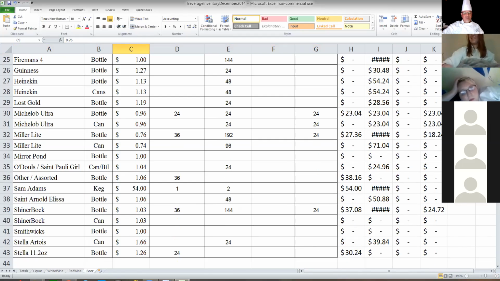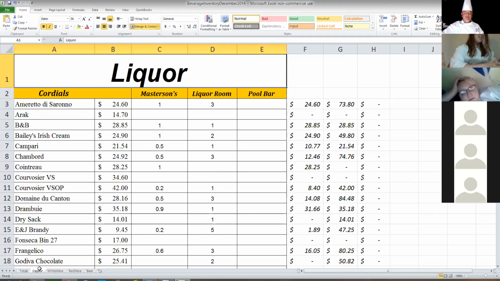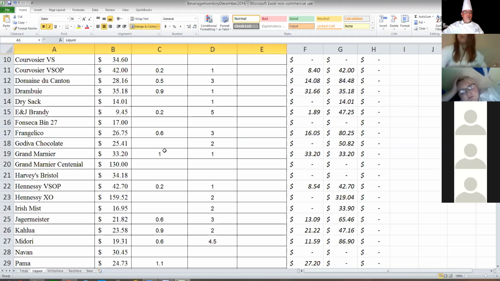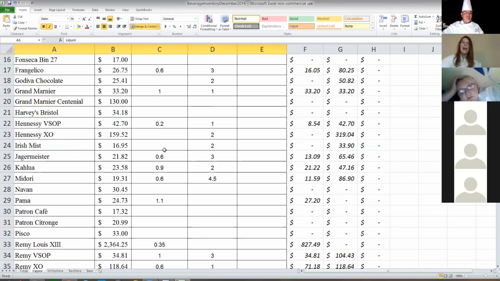Even the liquor here too. You've got B&B, Bailey's, Campari, Drambuie, brandy, Fonseca, Hennessy, Grand Marnier. You guys are making faces. They're going to use Grand Marnier in your recipes. There it is. It's $32.20 a bottle. Jagermeister. So you have all these tools for your advantage.